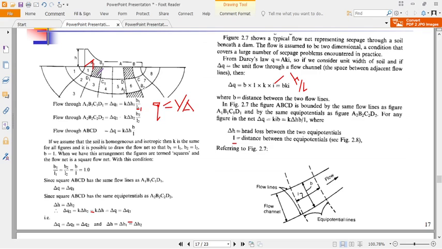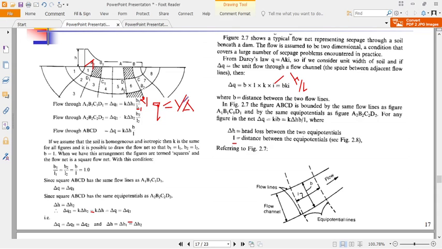Is that okay? Now remember, per meter, length of the dam. Is that okay? So B1 times 1 gives you an area. That gives you Q. Remember, Q is equal to V times A, where V is the change in H1 divided by L, and A is B times 1.